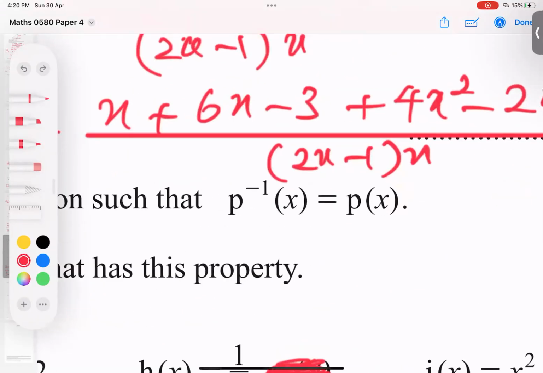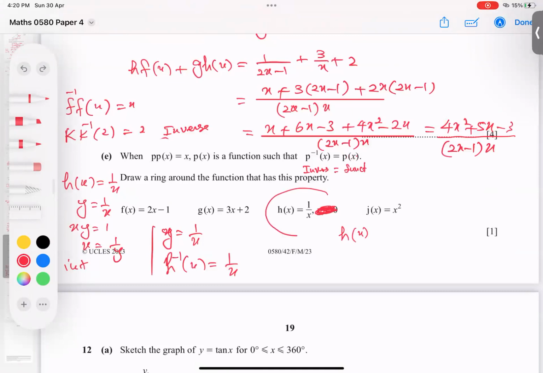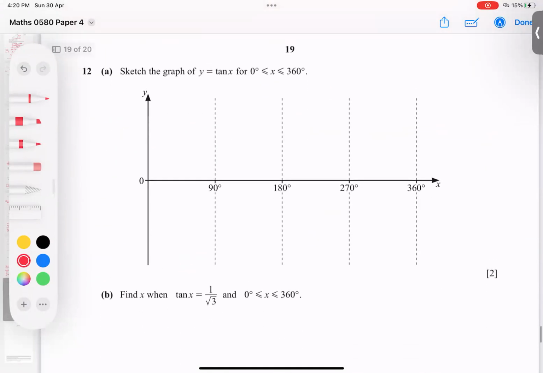I repeat, function and its inverse are equal to each other. Okay, and you see they're matching, so it means put a circle on it. So this is my answer. So let's go for the next question.